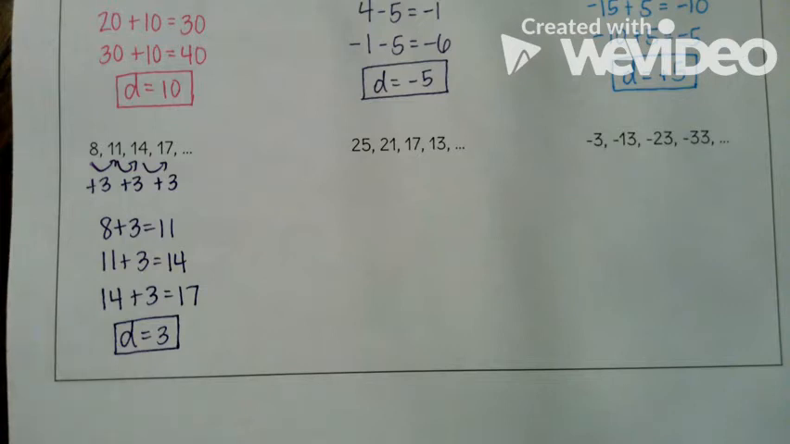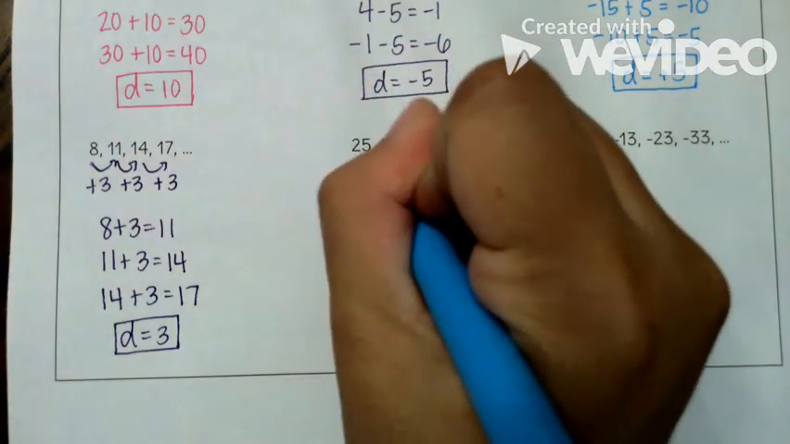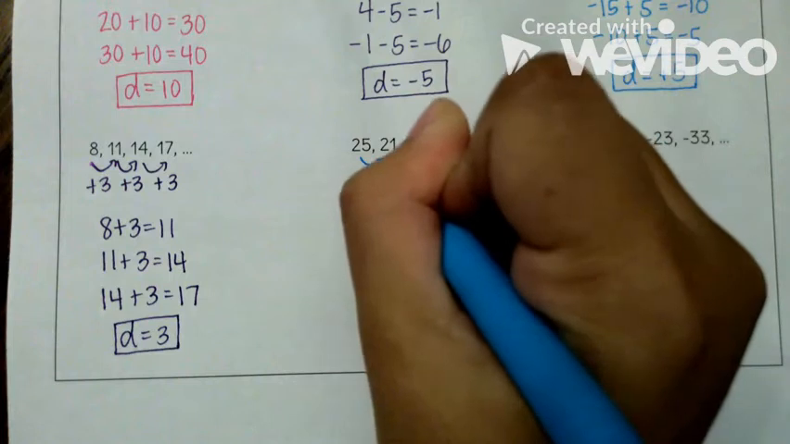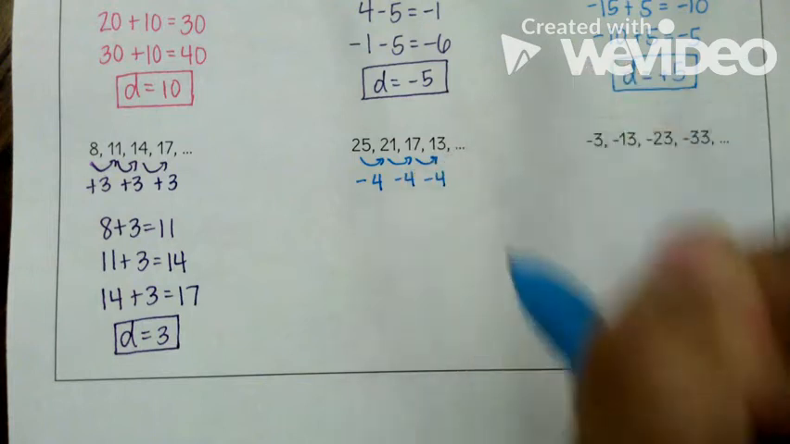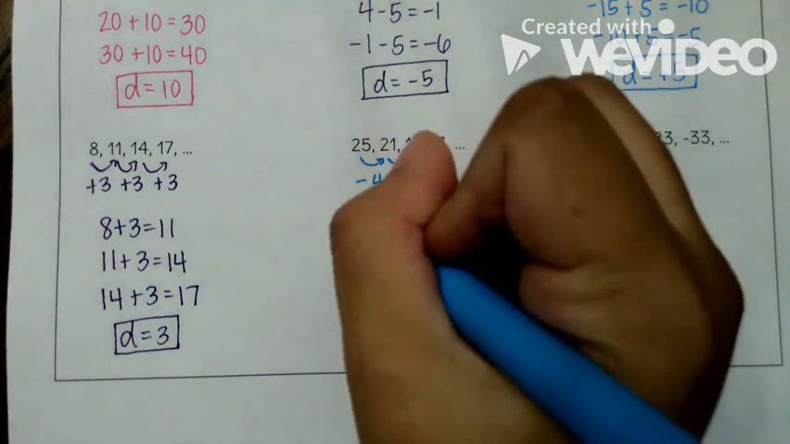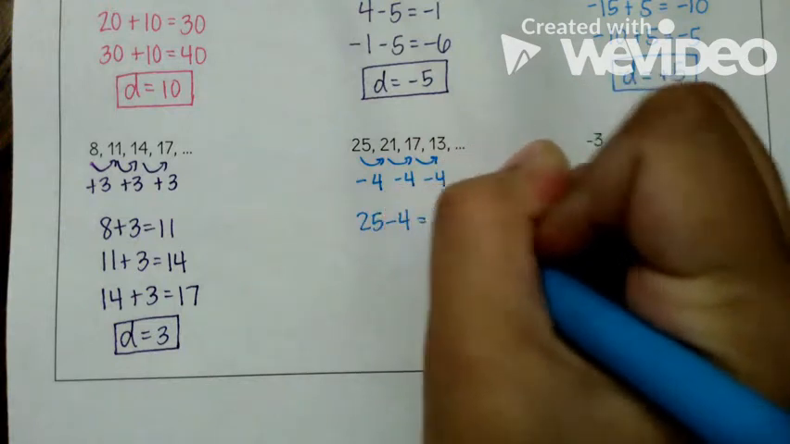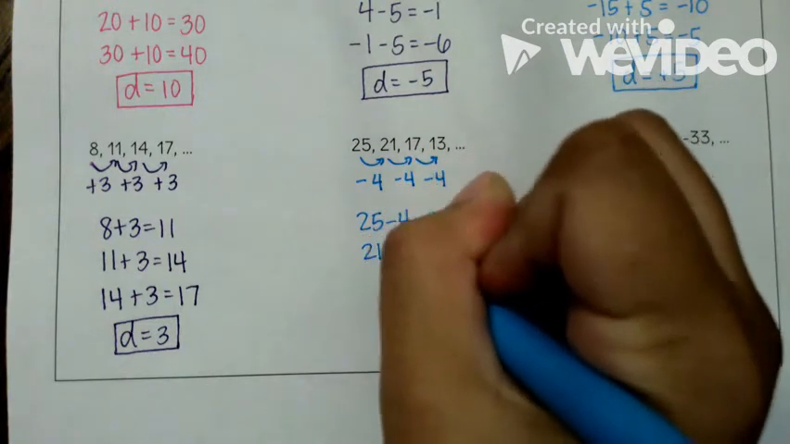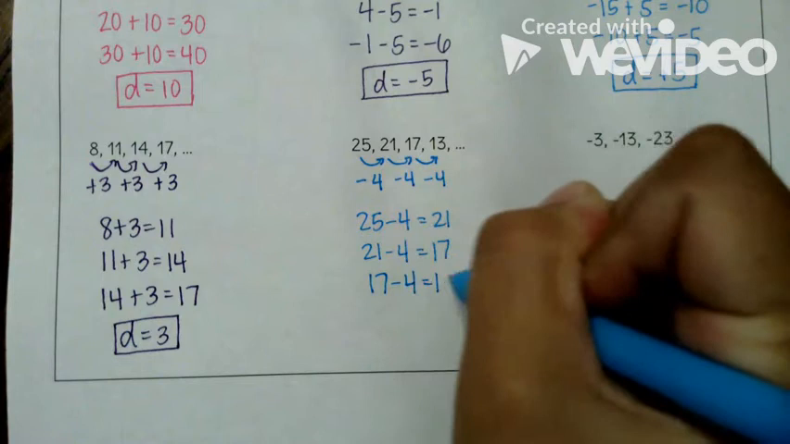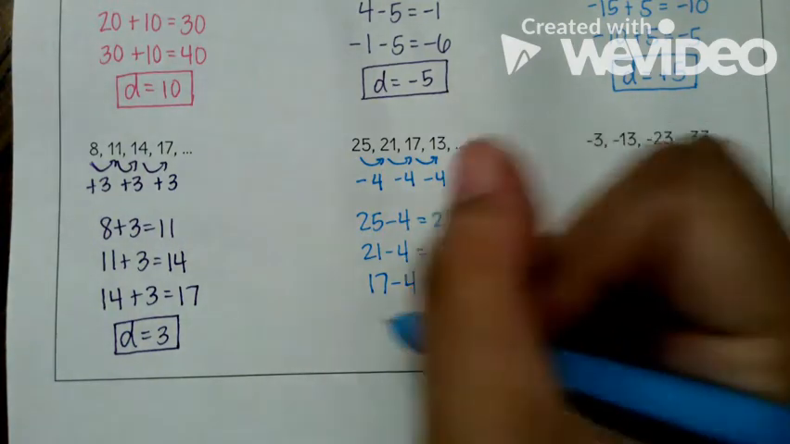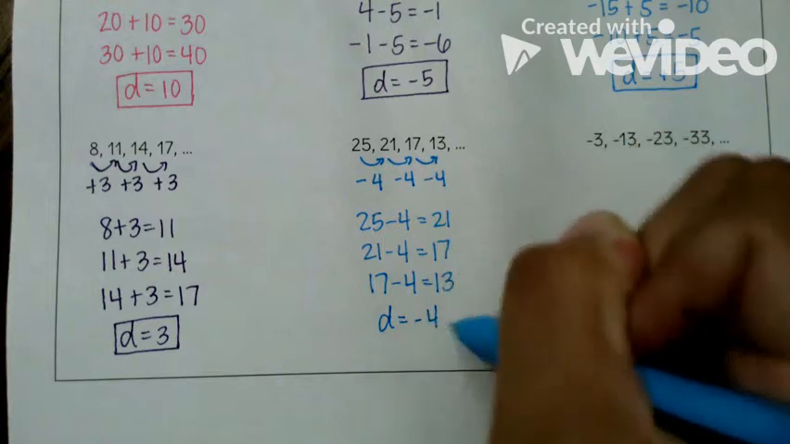Okay, for my sequence 25, 21, 17, 13, what is my common difference? So to go from 25 to 21, I subtract 4. 21 to 17, I subtract 4. And then 17 to 13, I subtract 4. And then just to double check, if I go 25 minus 4, I get 21. Then 21 minus 4, I get 17. And then 17 minus 4 equals 13, which means that my common difference, D, would be negative 4.